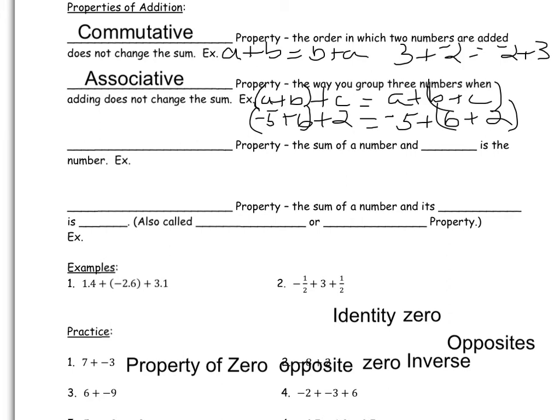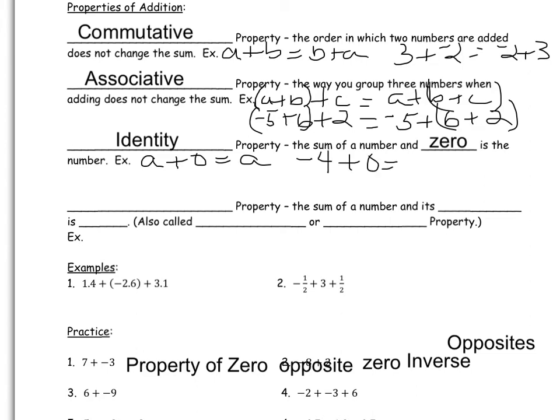Another property we need to talk about is the identity property. The identity property basically states that the sum of a number and 0 is the number. So when you add 0 to any number, you're going to get that same number back. For example, if you have A, you add 0 to it, you get A back. Or say, for example, you have -4. You add 0 to it, it's going to stay -4. It's going to get that negative sign in there. It's going to keep its same identity.